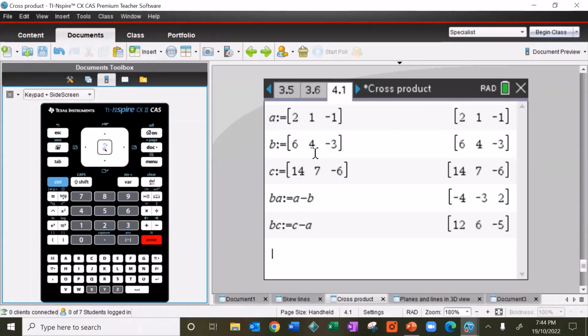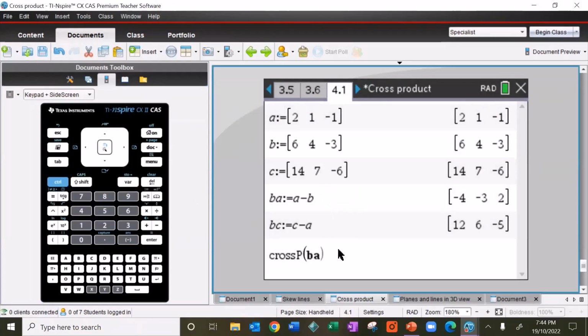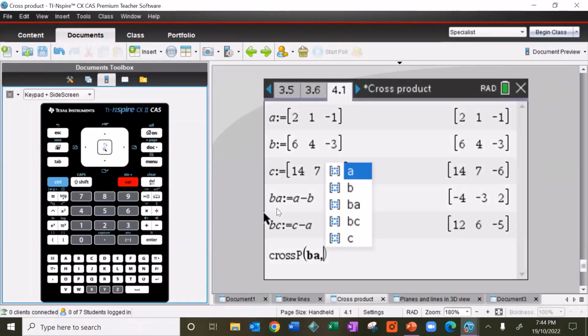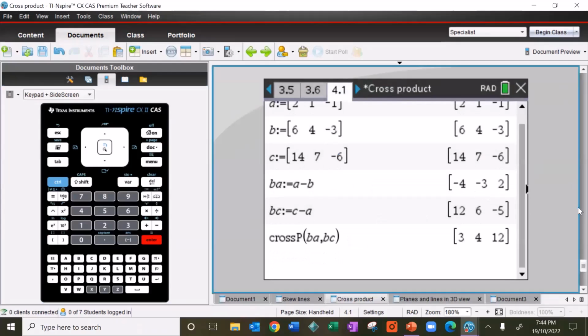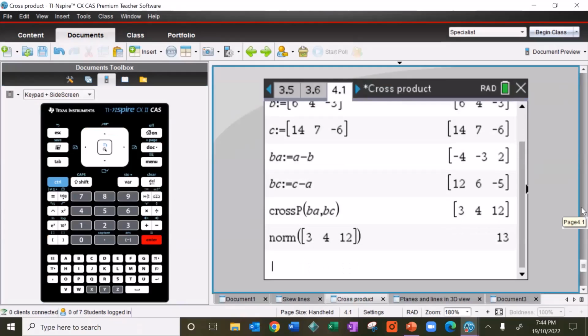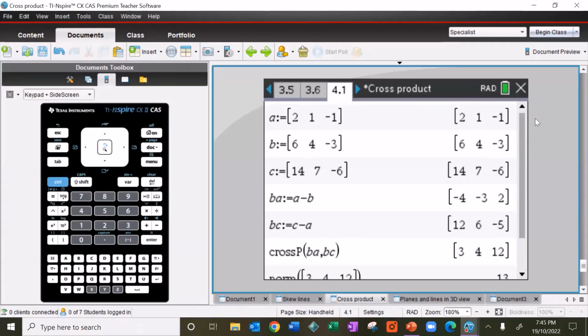So now I have those two vectors, and I just find the cross product. You probably know that all the variables are there. So I can go BA and recall BC. And now I find norm, the magnitude of this vector, and that gives me the area of the parallelogram as requested. So these are the main applications for the cross product.